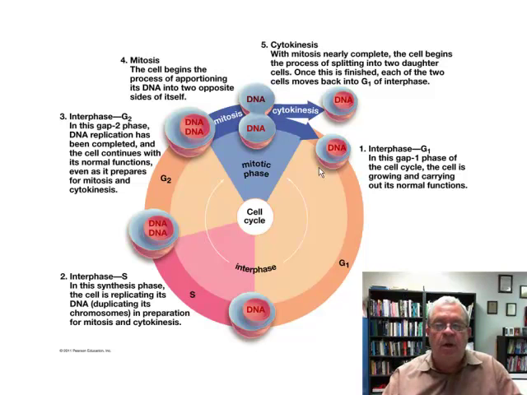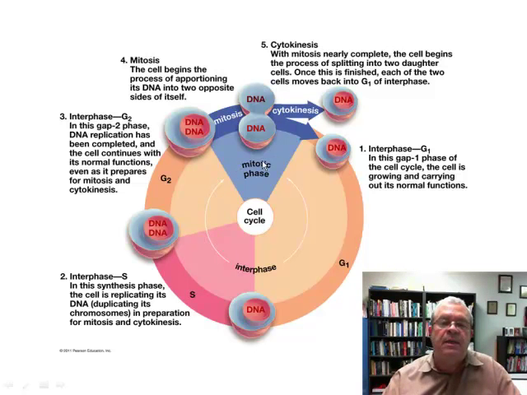A couple things I want you to get from this diagram. I will not be asking you one thing on your test about G1, S, and G2, but those three add up to what is called interphase. Interphase, the longest part of the cell cycle. And there's some good stuff happening during interphase. We'll talk about some of that as time goes on.